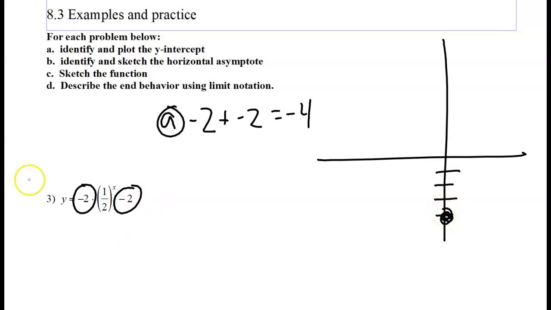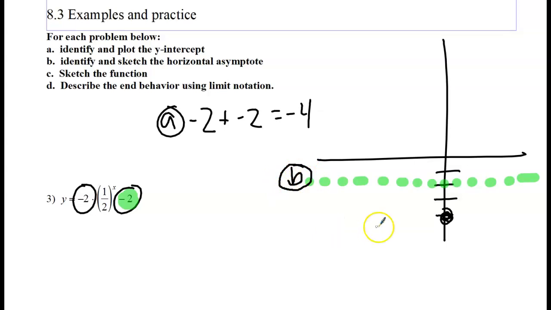And why is that? Because this is usually our y-intercept, but it got shifted down 2 more spaces. So it was at -2, and then it got shifted down 2 more spaces. So now we're at -4. Identify and sketch your horizontal asymptote. The horizontal asymptote is the number that's over here, the C value. So we're going to have a horizontal asymptote at y equals -2. So I'll just label that as B.